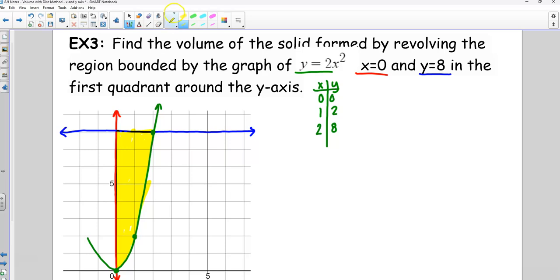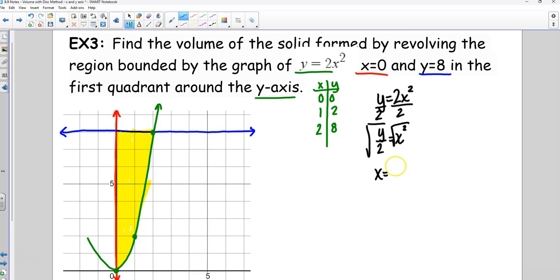Okay, like Connor was asking, this is in terms of y, so y equals 2x squared is not going to be helpful to us. Let's go ahead. If I've got y equals 2x squared, I could divide both sides by 2. I get y over 2 equals x squared. And then I could square root both sides. Technically, when you square root both sides, you're getting plus or minus the square root of y over 2.